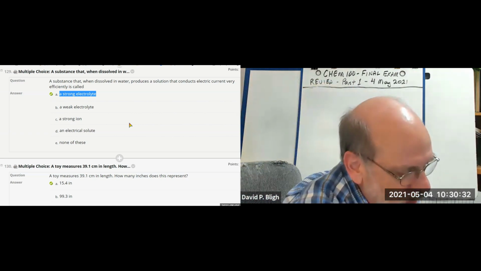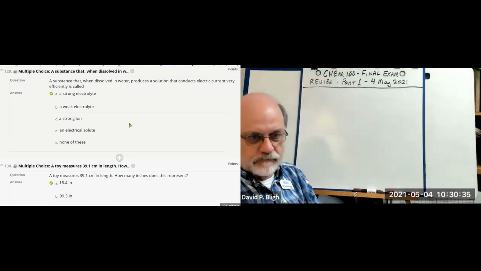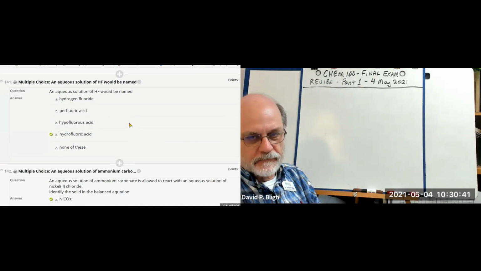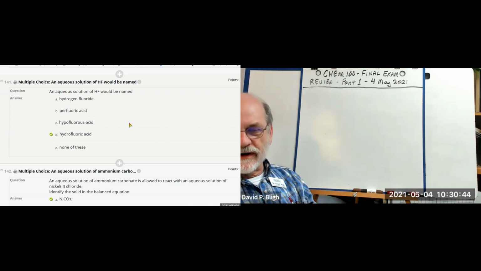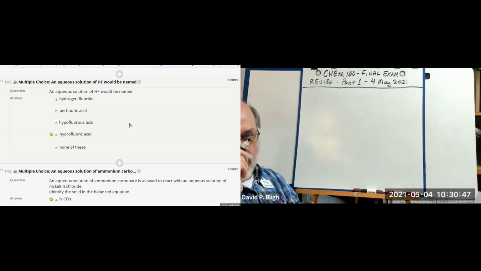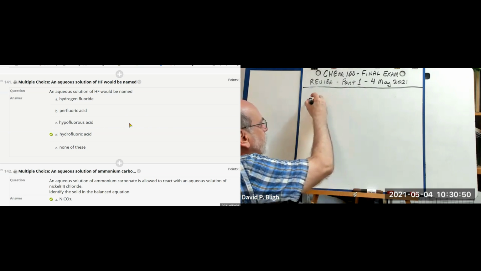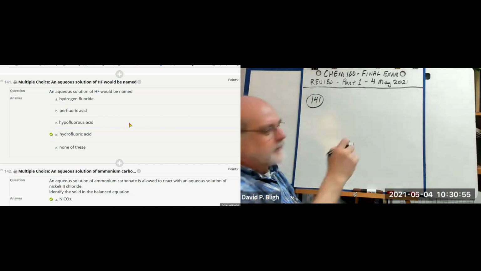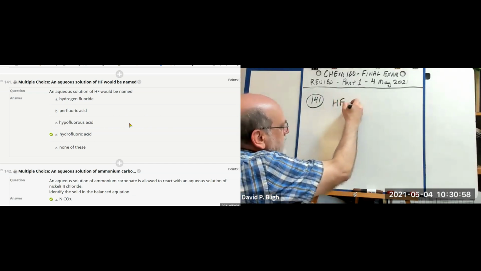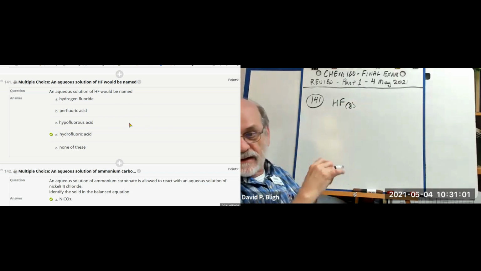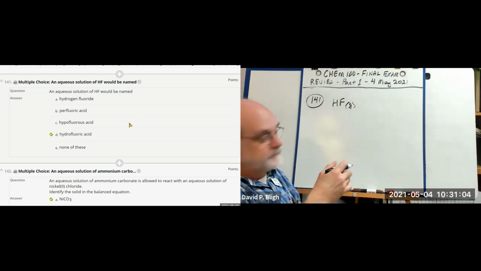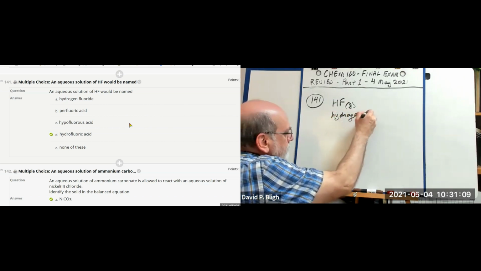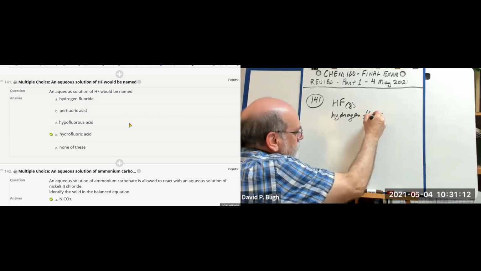All right. 141 is next. Right here. Oh, we do have a naming. Okay. An aqueous solution of HF would be named what? Well, if you just have the compound, HF is like this, and it's a gas. So we would name that hydrogen fluoride. Fluoride.